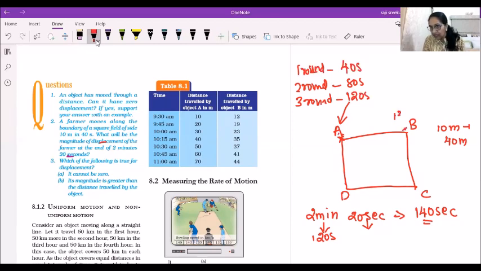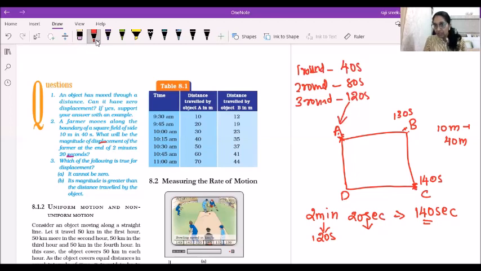That means at 130 seconds, from A, he will reach B. Then he will move along this side. At the end of 140 seconds, his position is C. So his initial position was A, and his final position is C. Now, how will we calculate the displacement?